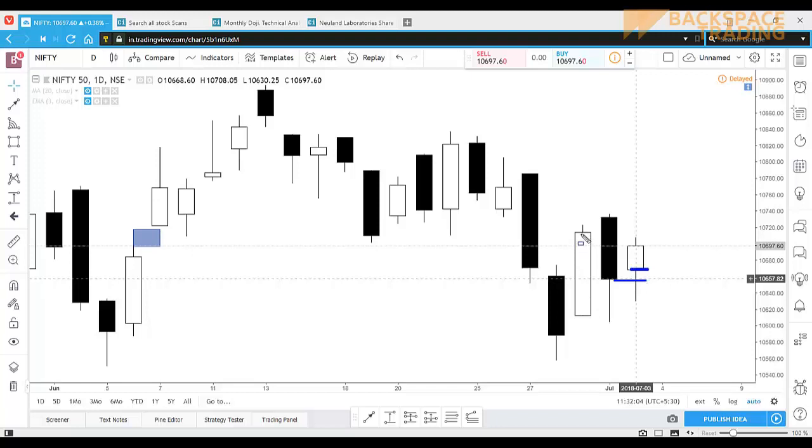Now this was your close the day before yesterday. It opened here. It is also a gap up, but it came down. Now this was your close on this candle. It opened here, it's a gap up.